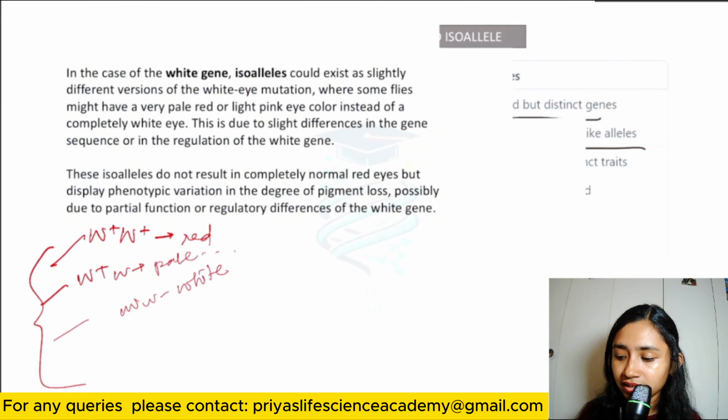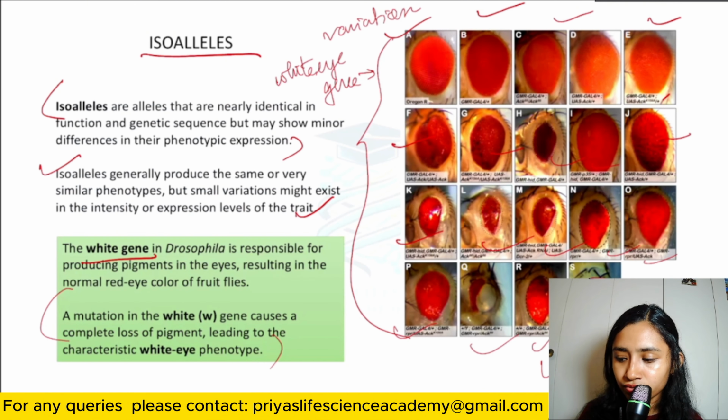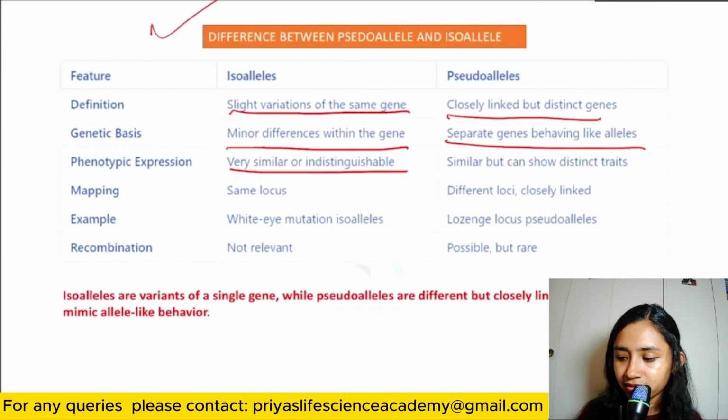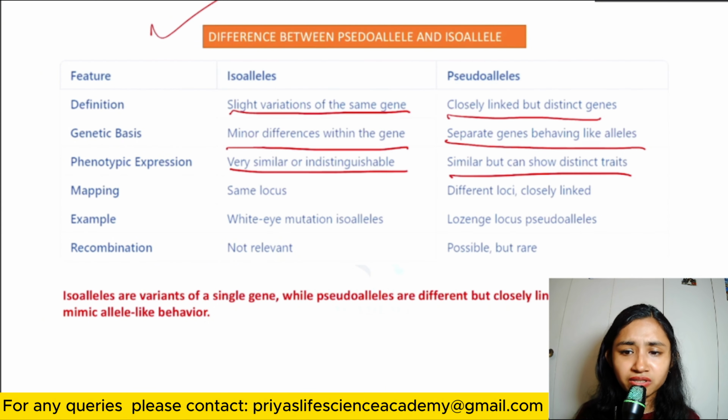Here you can see that the eye color of the Drosophila has lots of types of red variation, but they are very indistinguishable from each other. Okay, so that is the case of isoallele. But in case of pseudoallele, they are similar but can show a distinct trait. They function in a similar way but they can show distinct traits.